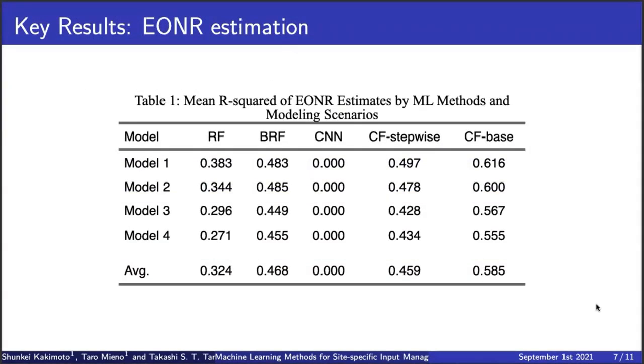Table 1 shows the mean R-squared of the estimated EONR for each machine learning method and modeling scenario over the 1,000 simulations. CF-based shows the best accuracy. Meanwhile, the performance of CF stepwise did not change as much as other machine learning methods. Part of the reason is that the predicted treatment effects from CF stepwise are more susceptible to prediction errors than CF-based.